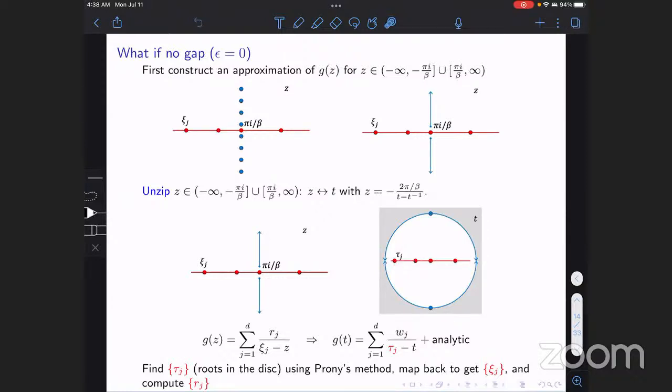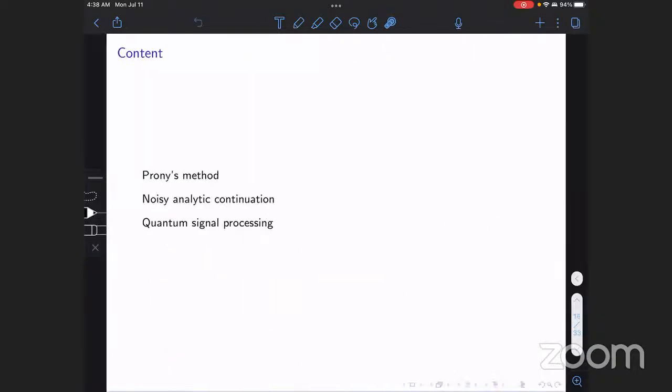And to do that, we can also use Prony's method, and it's very similar to what I described in the case where there is a gap. The only difference is that instead of considering the poles outside the unit disk, now we need to consider the poles inside the unit disk. And the only difference in the algorithm is that instead of considering the positive Fourier modes, now we have to consider the negative Fourier modes. Okay, so I will not go into the detail of that, but I'm just trying to show that whether there's a gap or no gap, this method works.